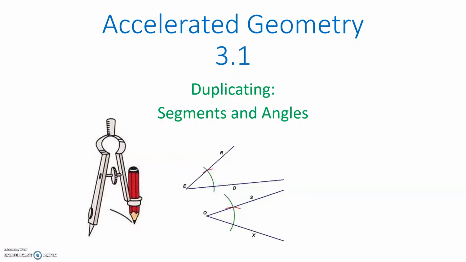We're now starting Chapter 3, which deals with constructions in geometry. Today we're going to talk about Section 3.1, which is going to do duplicating segments and duplicating angles. When we work with constructions, we work with a compass, which looks something like this, and a straight edge, which would be like a ruler where we're not looking at any of the measurements on the ruler.